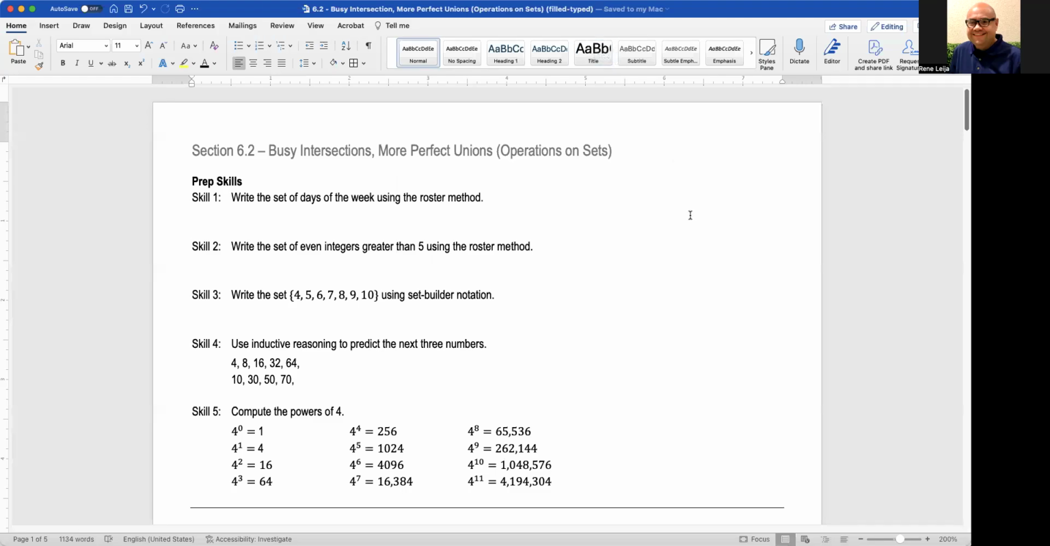Okay, this is section 6.2, Busy Intersections, More Perfect Unions: operations on sets. Like I said in the first video, normally we will start with prep skills, and so that's what this set is going to start with.